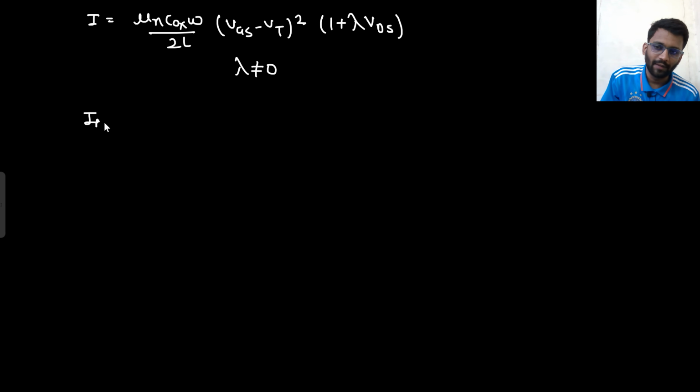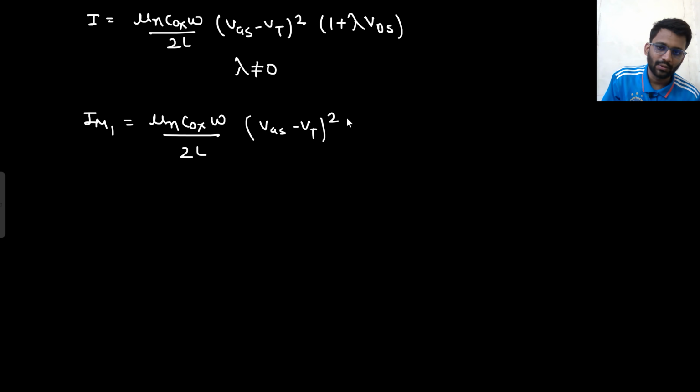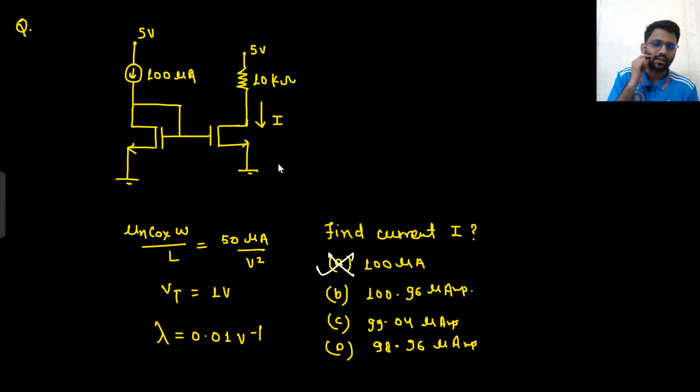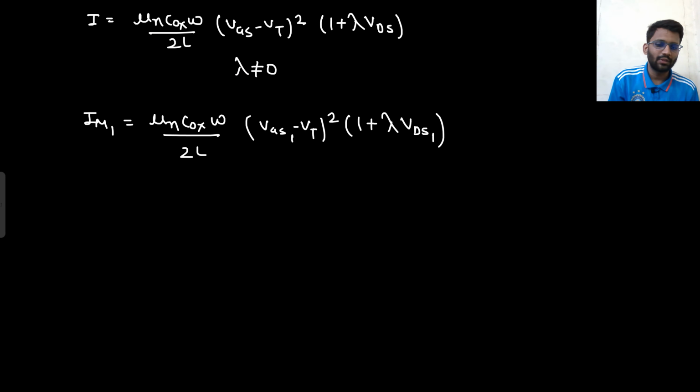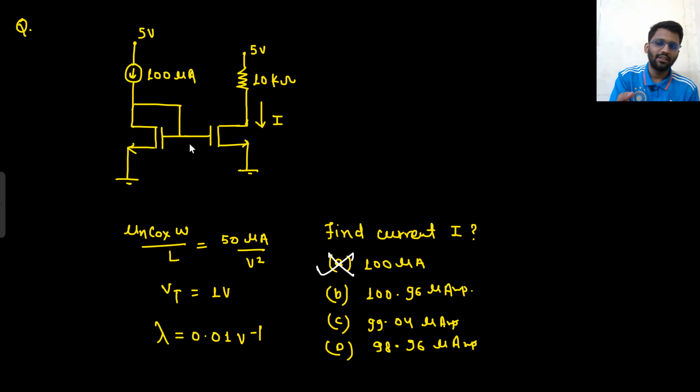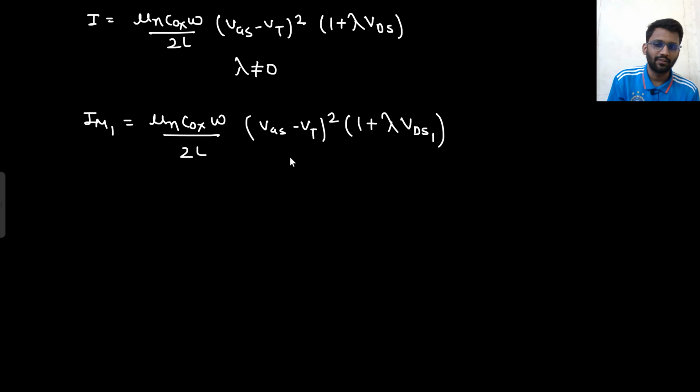So what will be the current in M1? Current in M1 would be mu n Cox W by L by 2 (VGS minus VT) whole square into 1 plus lambda VDS1. VDS1 means VDS of this one. Why did I not write VGS1? Because I know that both of them have the same VGS value, gate to source. So that's why I did not write VGS1 here. What will be the current in M2?